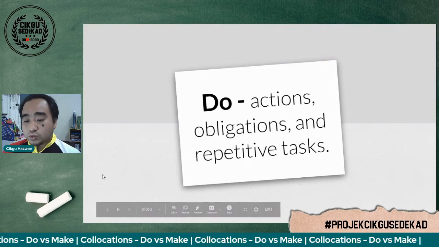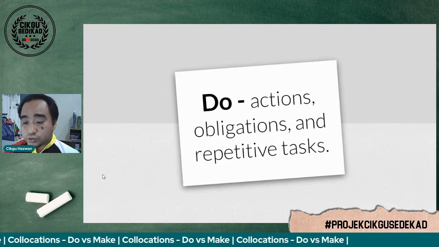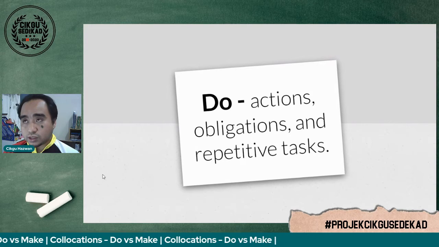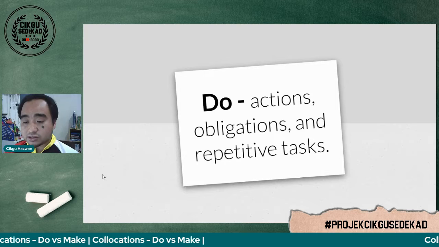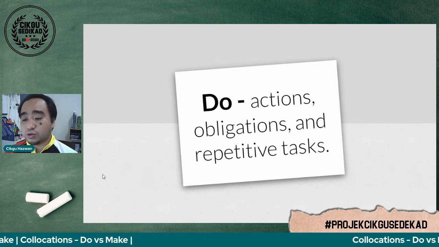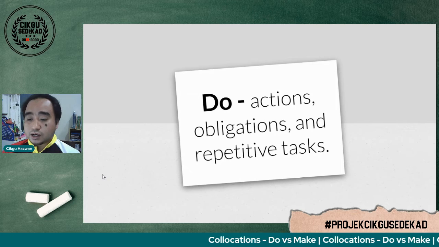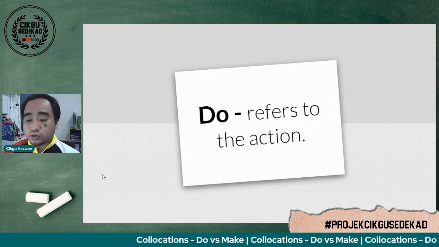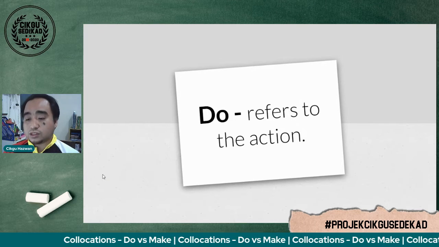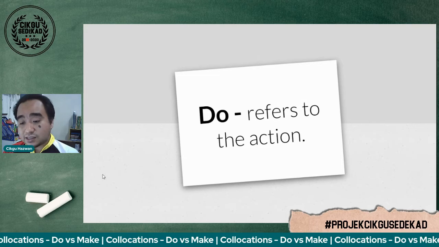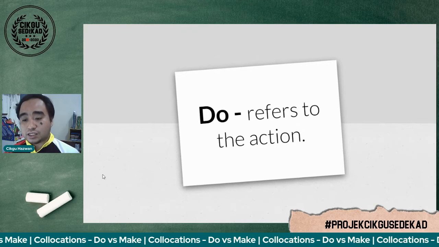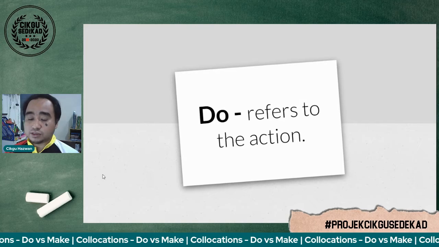So when do we use do? We use do when we want to describe actions, obligations, and also repetitive tasks. Besides that, we also use do to refer to the action itself. So it must involve very active verbs instead.